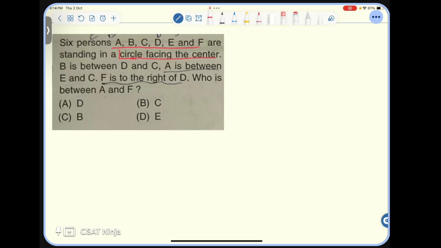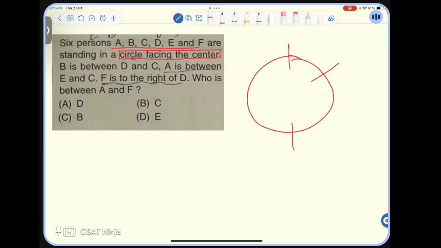So always look at this term here. I have a circle, and around the circle there are six people: 1, 2, 3, 4, 5, and 6. They are facing inside, toward the center. One trick I can give you is you can imagine yourself standing there. That will be much easier.